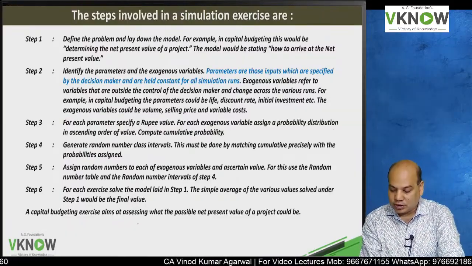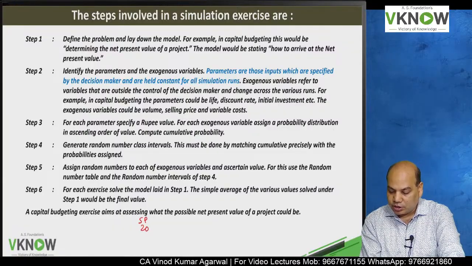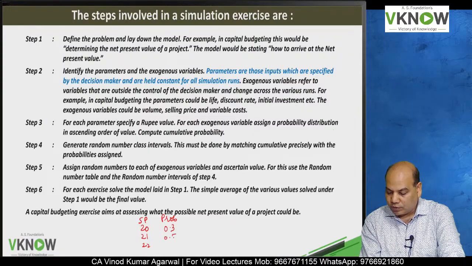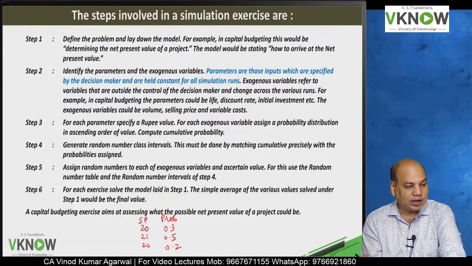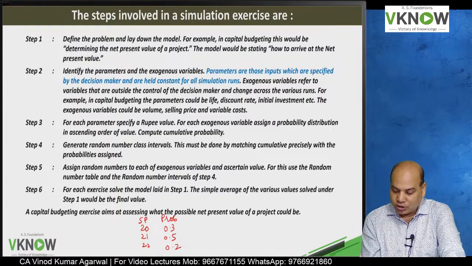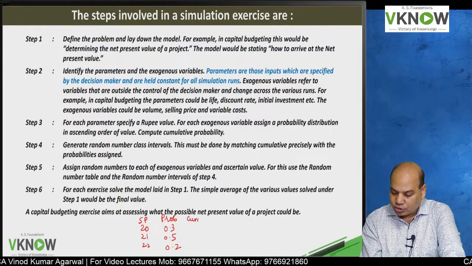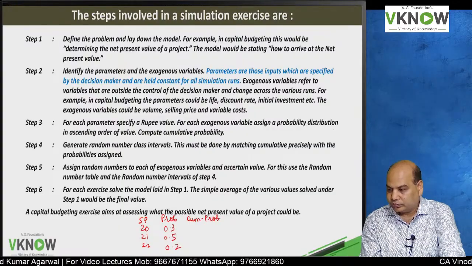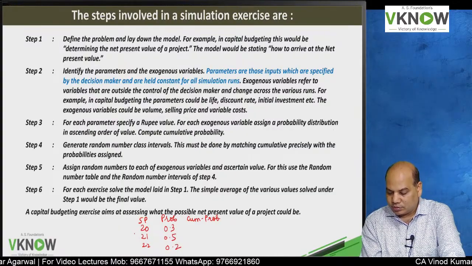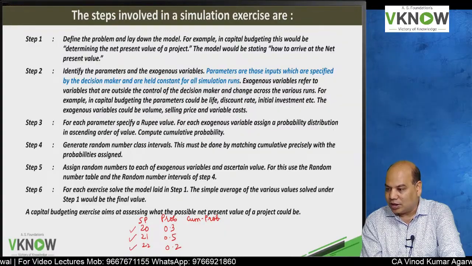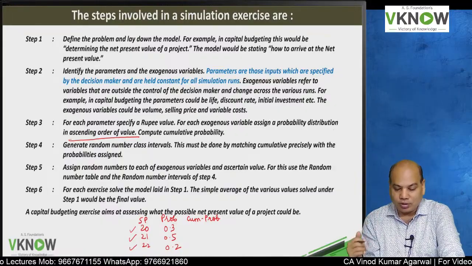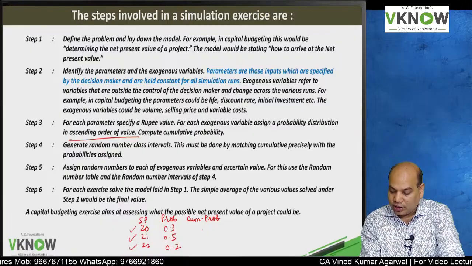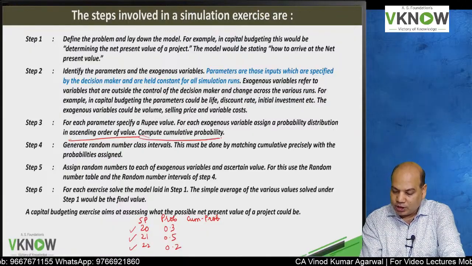For example, we can say selling price can be 20, 21, 22 rupees with probability 0.3, 0.5, 0.2. So you have to check what the various possible selling prices are, and what their probabilities are. Then we'll compute cumulative probability. The selling price you will arrange in ascending order of value. Don't write randomly, it has to be in ascending order of value.